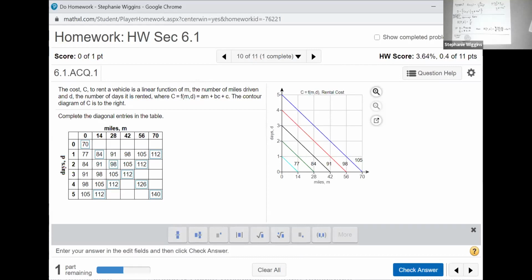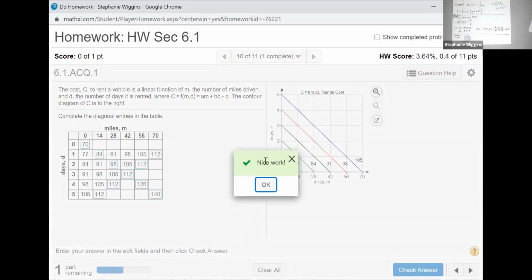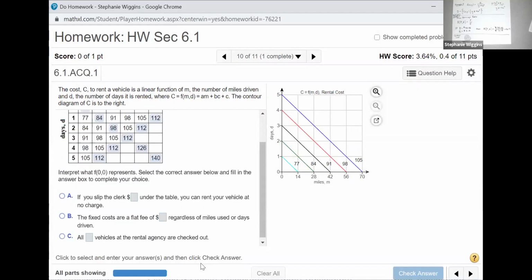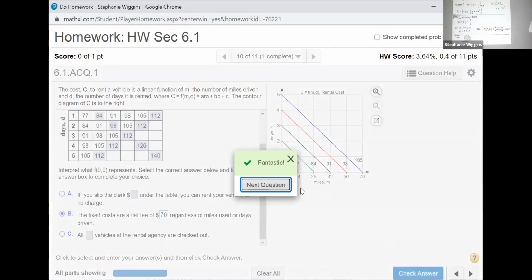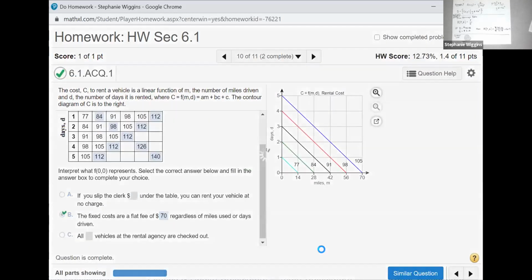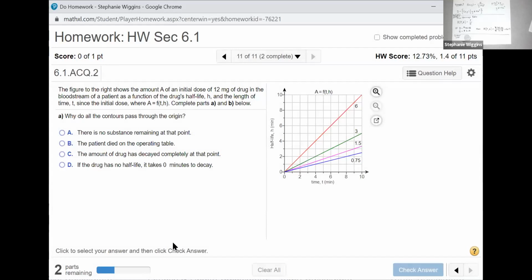Once you fill in all those boxes, you can check your answer. Okay? And then they're going to ask you some questions. They want you to interpret the function evaluated at 0, 0, and I already discussed that. That's the fixed flat fee of $70 regardless of the miles or days that you used the truck. So that's the starting value, 70, and that's how you do that question. This one is similar, okay?